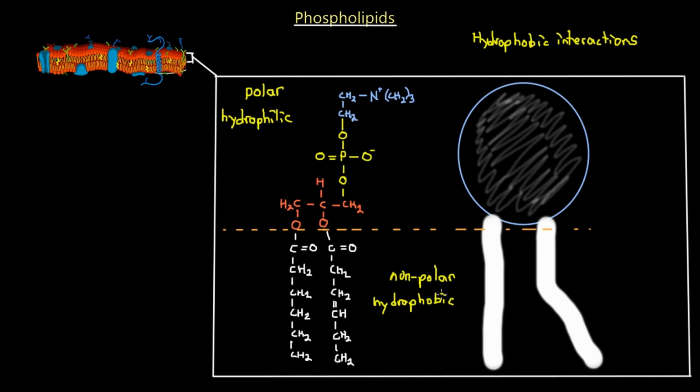Because it has these two parts to it, in general, this molecule is called an amphipathic molecule. And what this means is that the molecule contains a region that is hydrophobic, which is water-fearing, and a region that is hydrophilic, which is water-loving.